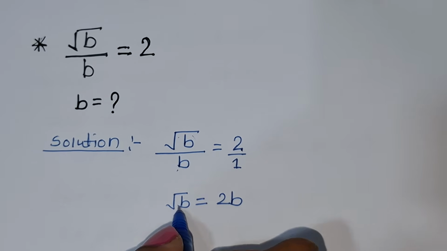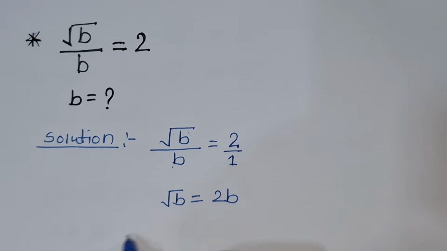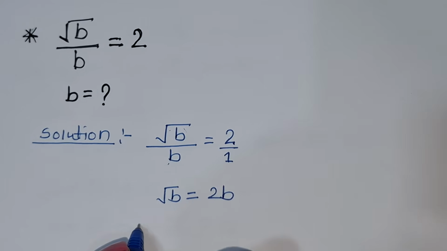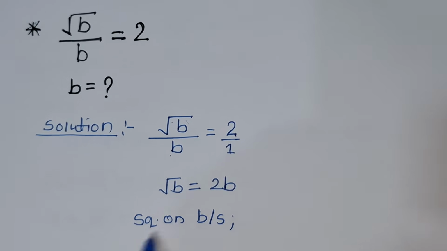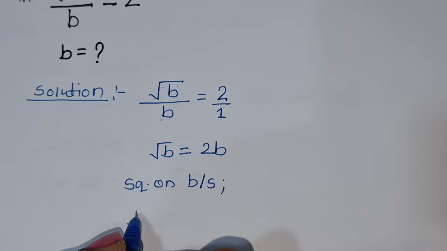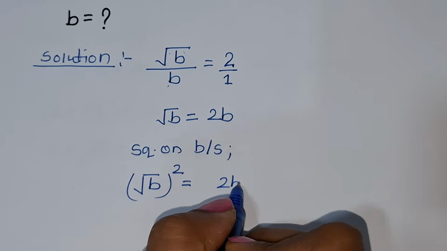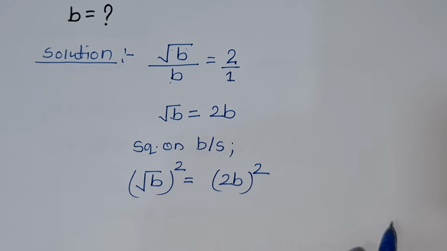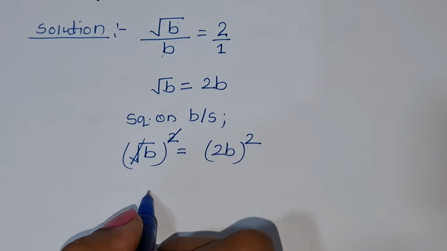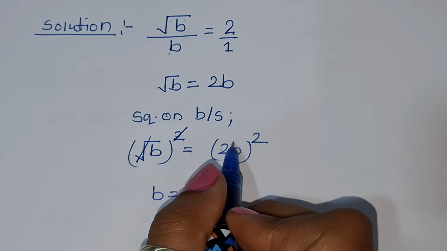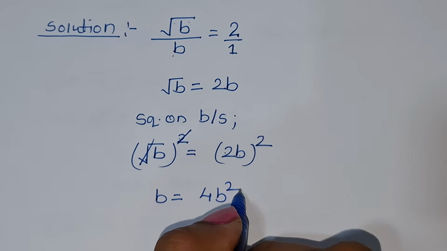Now we have to find the value of b, so we can take the square on both sides to cancel this square root. We will get square root of b whole square is equal to 2b whole square. Now the square cancels the square root, so b is equal to the square of 2, that is 4, and b square, 4b square.